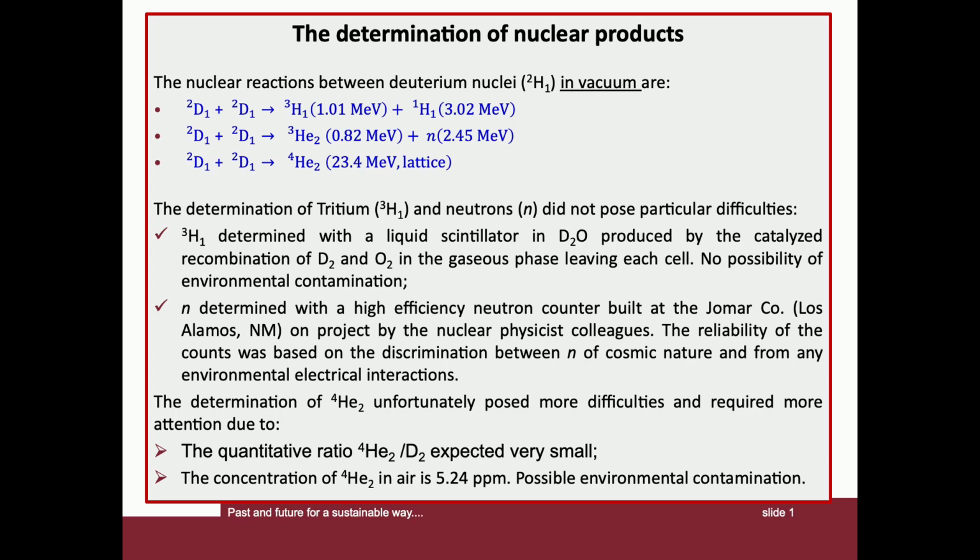The determination of helium-4 unfortunately posed more difficulties and required more attention, because the quantitative ratio of helium-4 to deuterium is expected to be very small. The concentration of helium-4 in air is 5.24 parts per million. Possible environmental contamination.